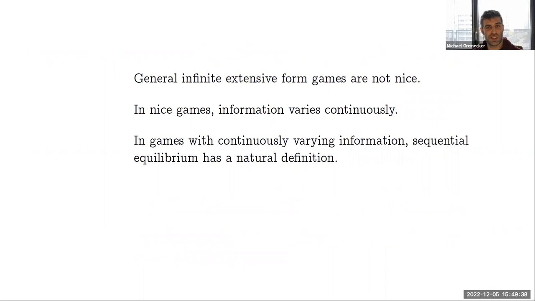So infinite extensive form games that satisfy the typical assumptions we have are not well-behaved objects. They are not very nice because they suffer from informational discontinuities that we can, with one single assumption, assume away. And in the remaining games, we have a definition of sequential equilibrium that we think is somewhat faithful to the original 1982 notion of Kreps and Wilson. And that's what I wanted to tell you for today. Thank you.